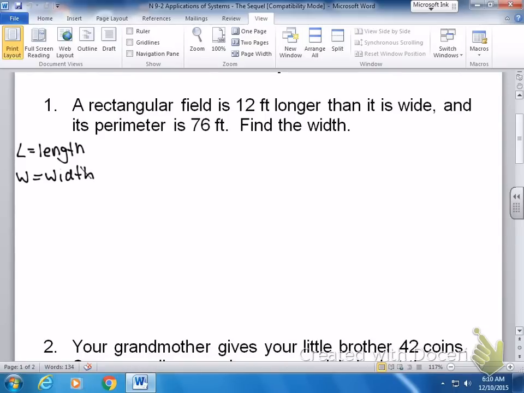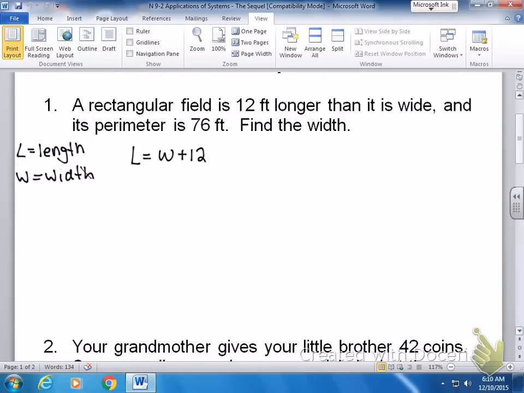So when I read that, it tells me that the length is the longer of the two. So I'm going to say L equals. Now I'm going to put W on the other side, but it is shorter. I have to do something to width to make it the same as the length. And if the length is 12 feet longer, then I have to add 12 to the width. So now I have my first equation.